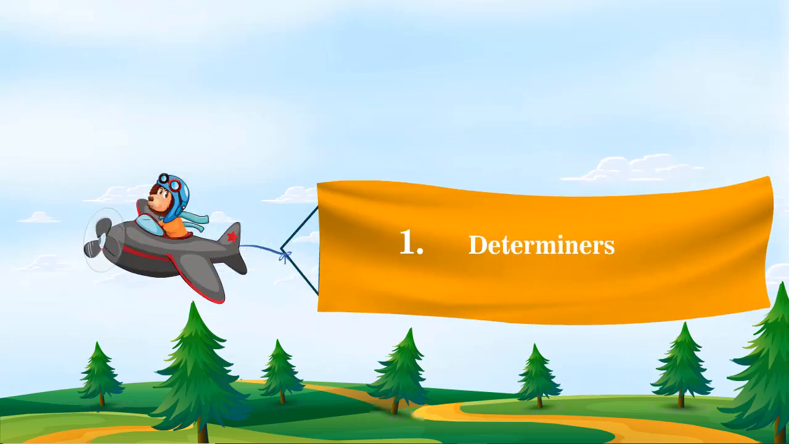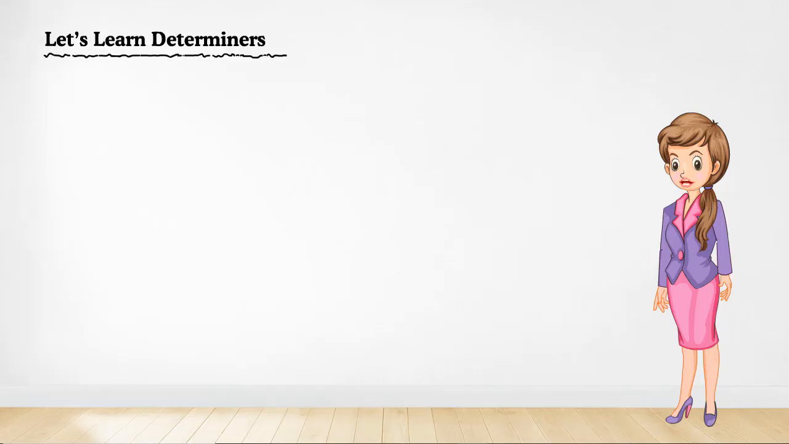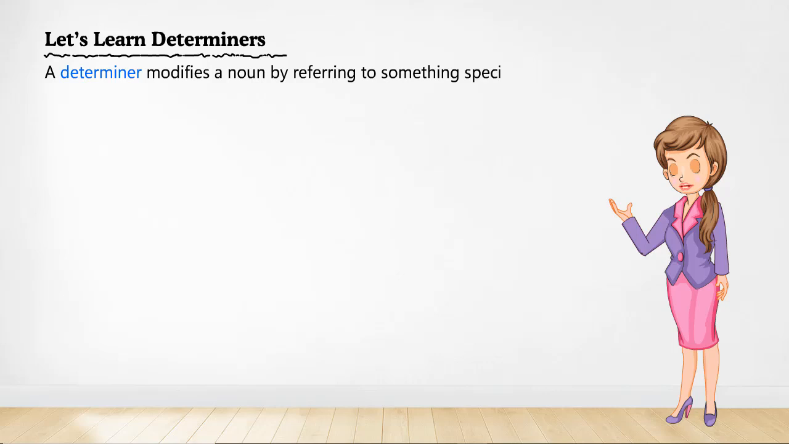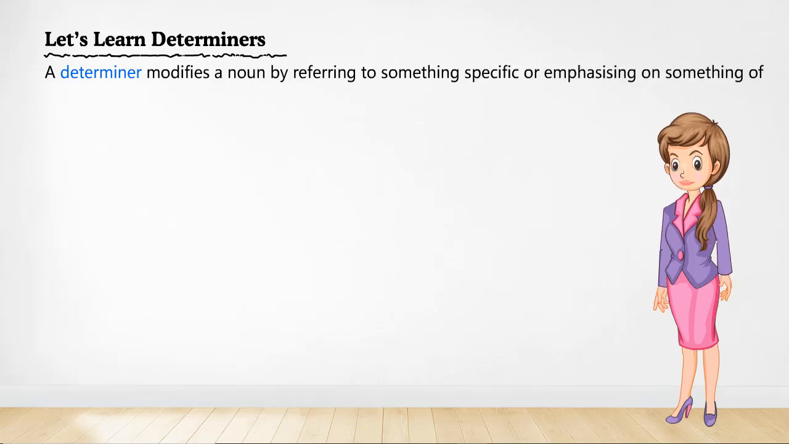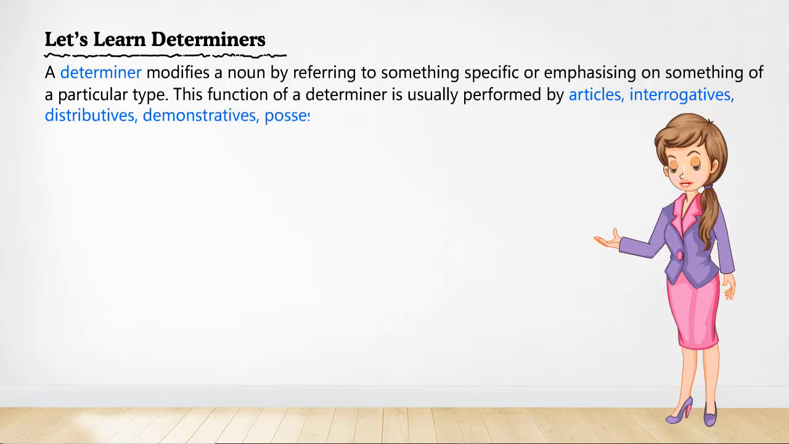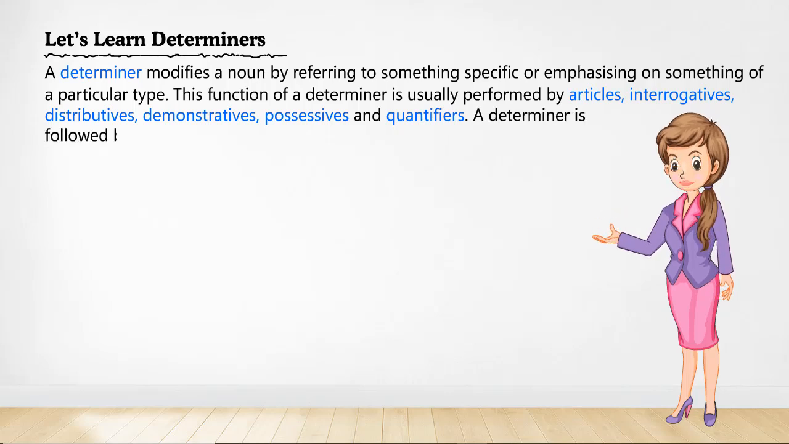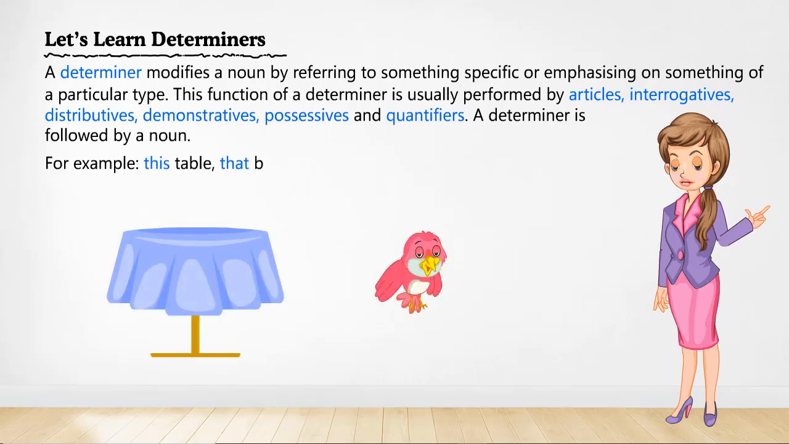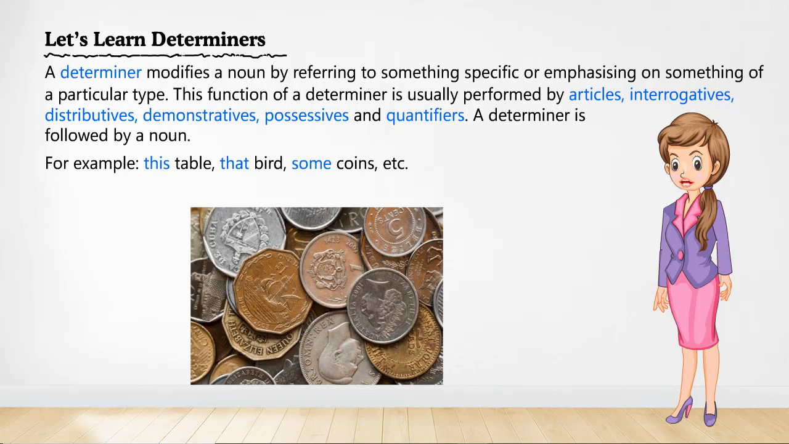Chapter 1. Determiners. Let's learn determiners. A determiner modifies a noun by referring to something specific or emphasizing something of a particular type. This function of a determiner is usually performed by articles, interrogatives, distributives, demonstratives, possessives, and quantifiers. A determiner is followed by a noun. For example, this table, that bird, some coins, etc.